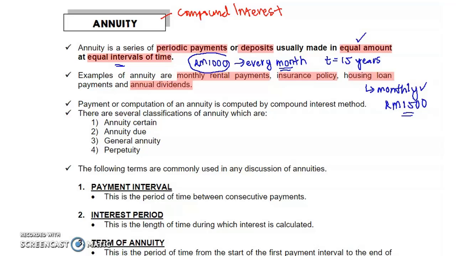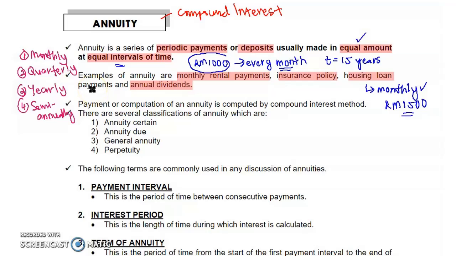So this equal interval of time can be monthly, or it can also be quarterly, or yearly or annually, or semi-annually. It depends on the period. Example, if quarterly, every 3 months, for example, you pay 500 ringgit for a rental. So every quarter or every 3 months, you pay 500. Let's say January to March, you pay 500. April to June, you pay another 500, and so forth. So that is the concept of annuity.